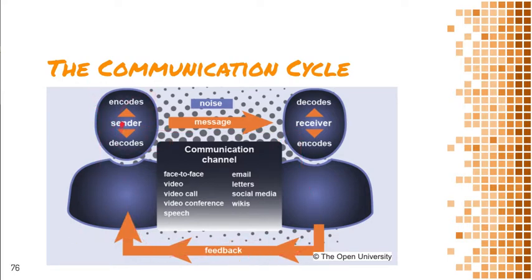These are communication channels. We use a communication cycle. It is a loop of sending, receiving, sending, receiving. And every time we receive it, we decode it to understand it. We then encode a new message and send it back. The communication cycle.